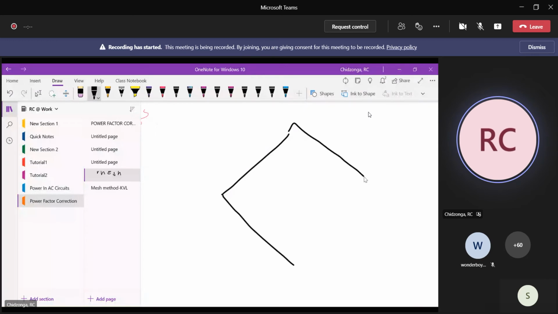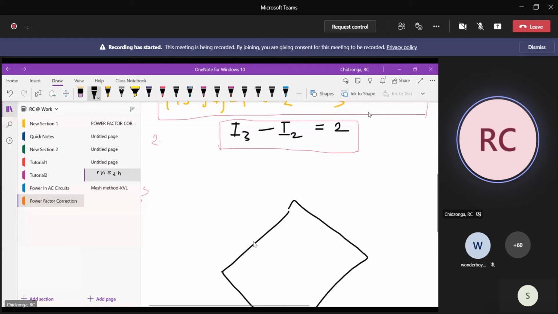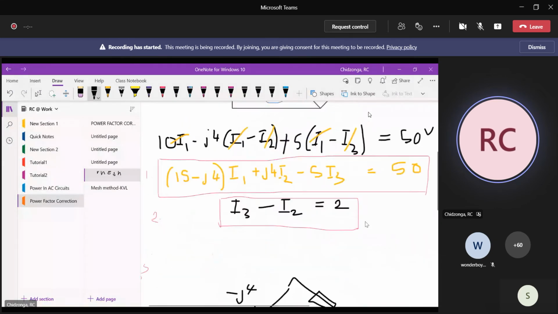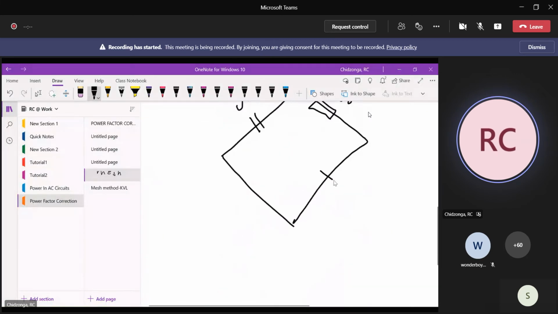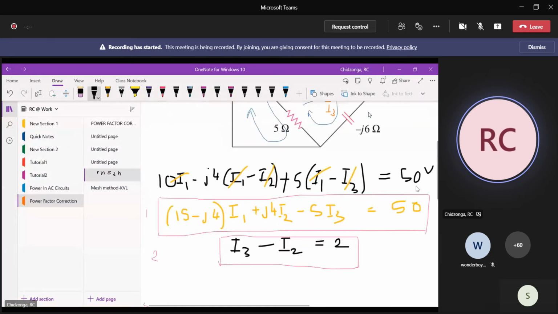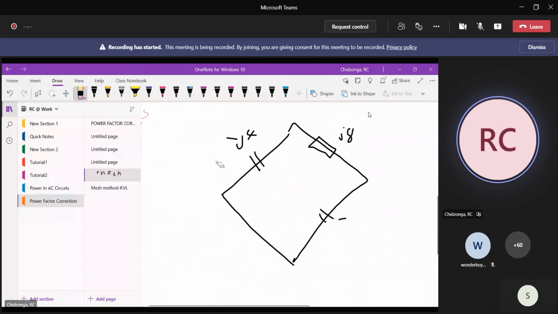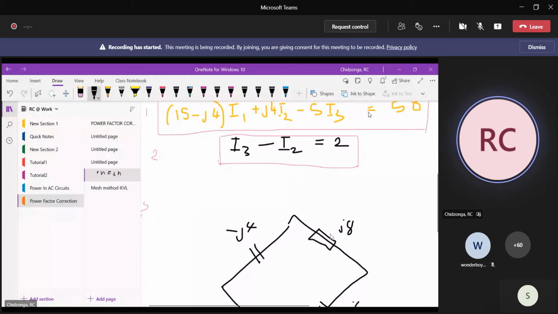All right. Then I'm going to show the impedances. This is my capacitor, which is minus J4. This is my inductor, which is J8. Then this is another capacitor, which is minus J8, J6, sorry. And then lastly, my resistor, which is 5 ohms.